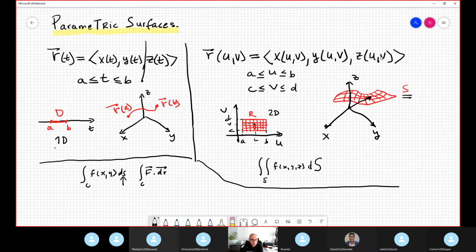Remember, in this case, the domain was 1D, and it represents a curve. Now, in this case, 2D, but 2D flat. In this case, no, it's curvy. So we transform this surface, you see in the UV plane, like a flat, and so maybe you can somehow convert this surface integral into a double integral. Exactly, we computed before.